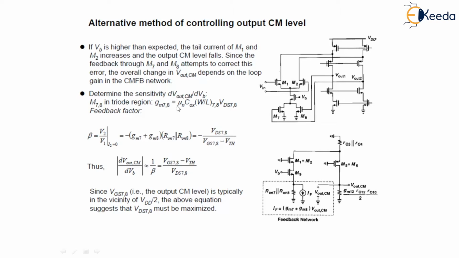Now we can determine the sensitivity of Vout,CM to VB, described as dVout,CM upon dVB, where M7 and M8 are in the triode region. Then gm7 and gm8 can be written as mu n Cox W by L of 7,8 times VDS7,8, and the feedback factor can be calculated as beta equals V2 upon V1 when I2 equals 0, which equals minus (gm7 plus gm8) times Ron7 in parallel with Ron8.